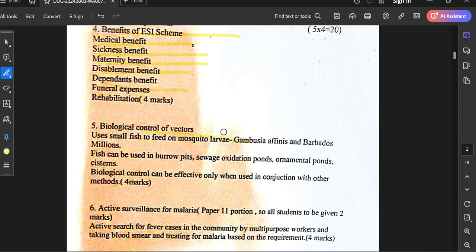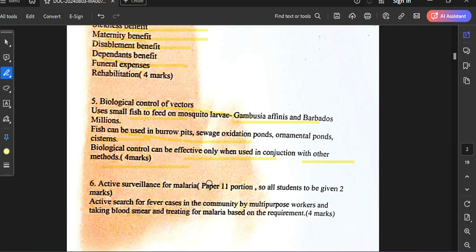Biological control of vectors. How can you control the vectors? Use small fish to feed on mosquito larvae, like Gambusia affinis, and Barbus (Barbados) millions for feeding on the mosquito larvae. Fish can be used in borrow pits, sewage oxidation ponds, ornamental pots, and even cisterns. Biological control can be effective only when used in conjunction with other methods. Then only, what is our aim? We have to control the vectors. For that, we have to combine both biological control methods and the physical methods also.